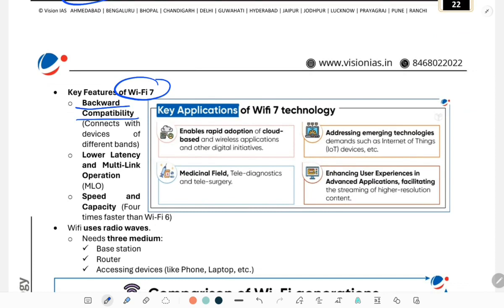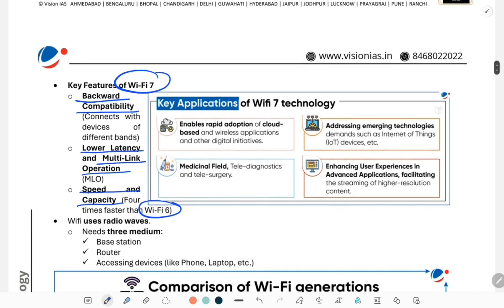We'll see the key features of this Wi-Fi 7: backward compatibility, low latency and multi-link operation, and speed and capacity. It is faster than Wi-Fi 6. Wi-Fi uses radio waves, which need three components: base station, router, and accessing devices like phone and laptop.